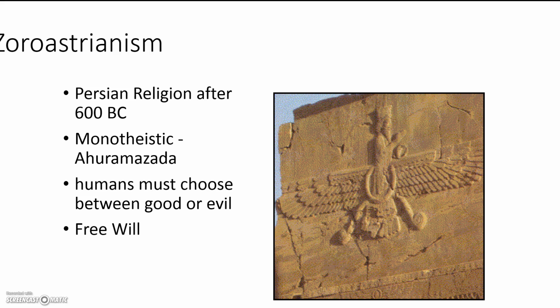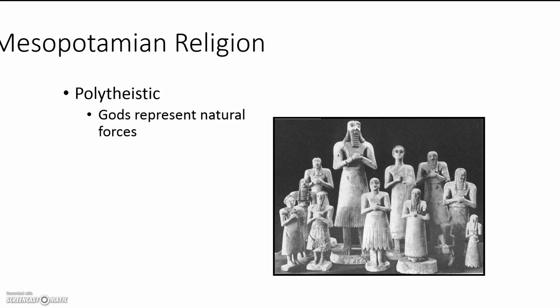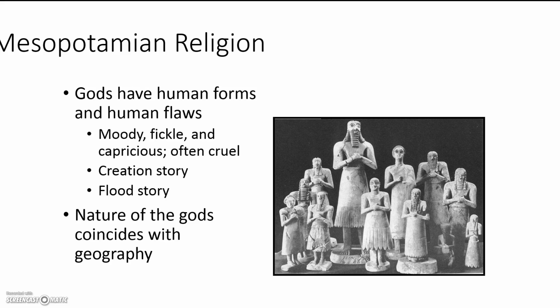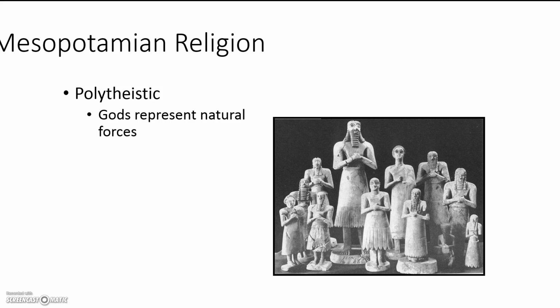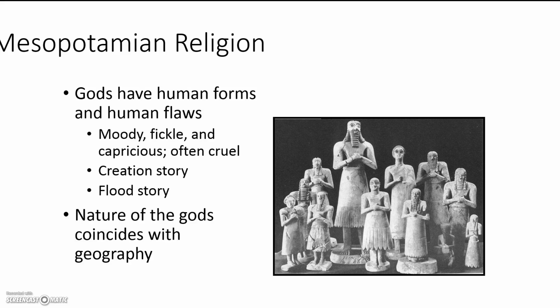Although Mesopotamia is going to be really polytheistic, they are going to practice Zoroastrianism, which is a brief form of monotheism, where it exposes humans that they must choose between good or evil, and it allows them to have free will. But generally, when we think of Mesopotamians, they're polytheistic people, and their gods represent natural forces. This might be the most pessimistic region we see all year. Their gods carry on human forms and human flaws, and they even have a creation story and a flood story, as you see in other religions.